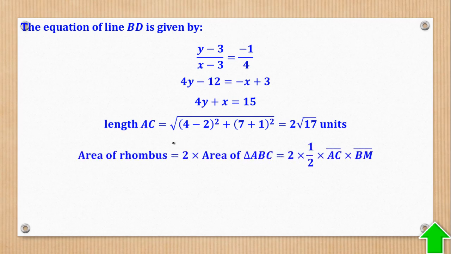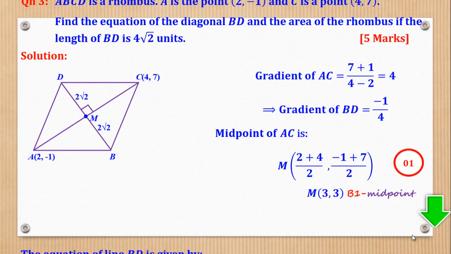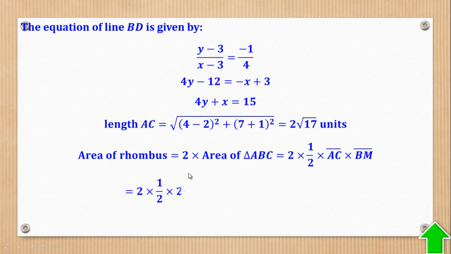Why do we want that? Because we want to use it to get the area of the rhombus. So the area of the rhombus is twice the area of triangle ABC. So let's first go here. Area of triangle ABC. We have this as base and this as height. So half base times height, times 2, to get the area of the rhombus, which is required.